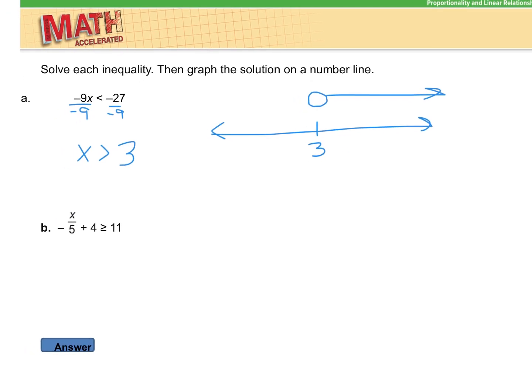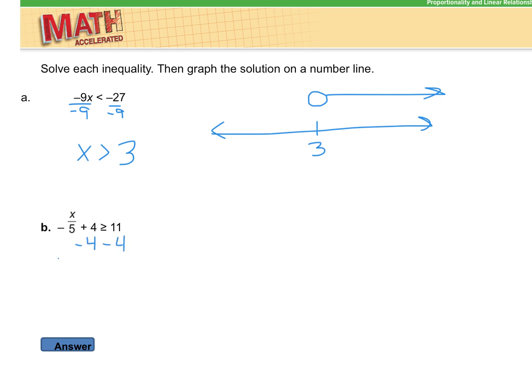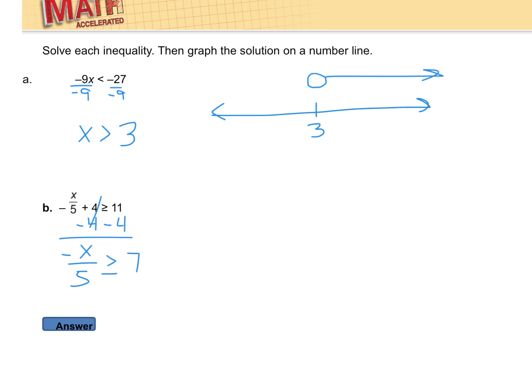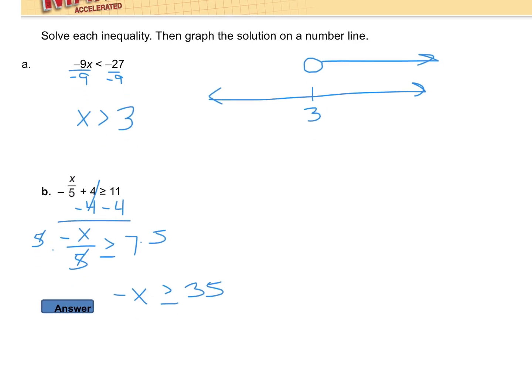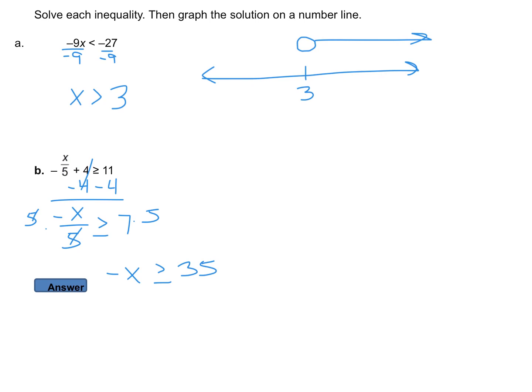Okay? On B, what do I do first? Subtract 4. So I have -x divided by 5 is greater than or equal to 7. What do I do next? Multiply by 5. So I have -x is greater than or equal to 35. What's my last step? Is it by itself yet? No. Divide by a -1. So we have x is less than or equal to -35.